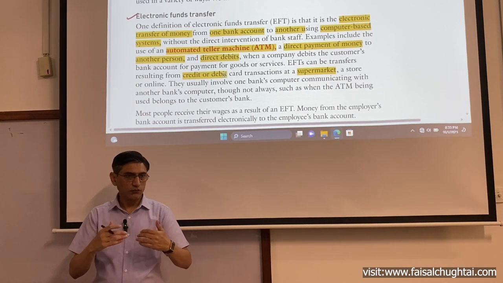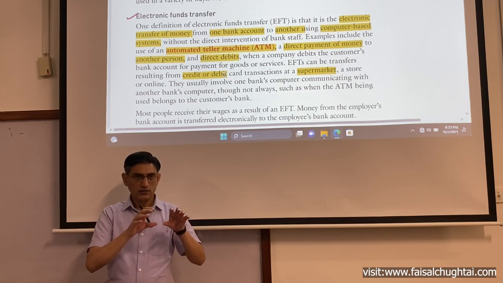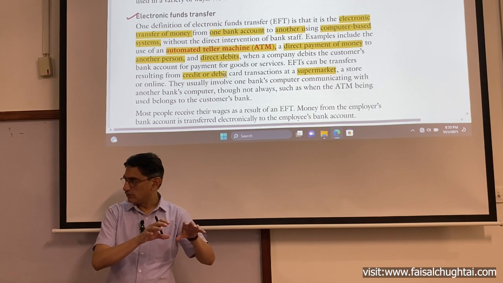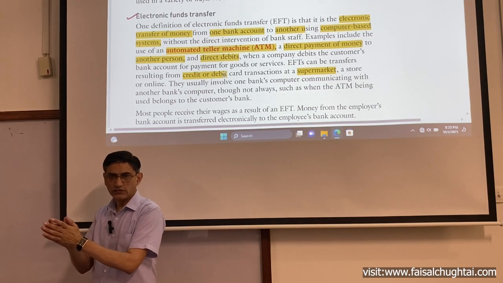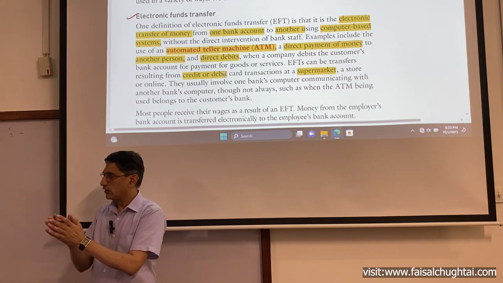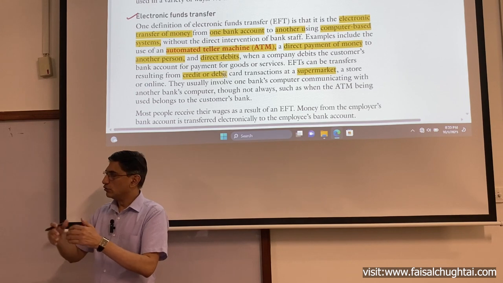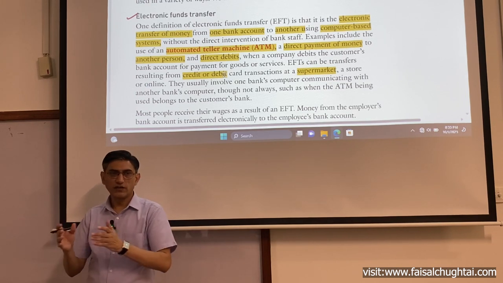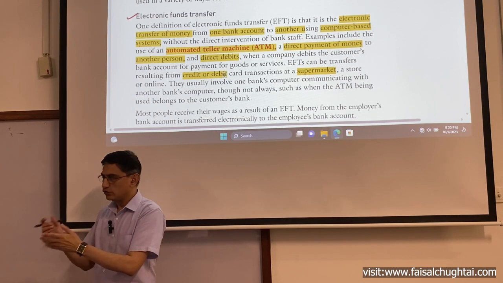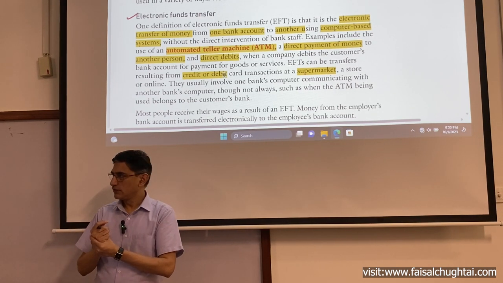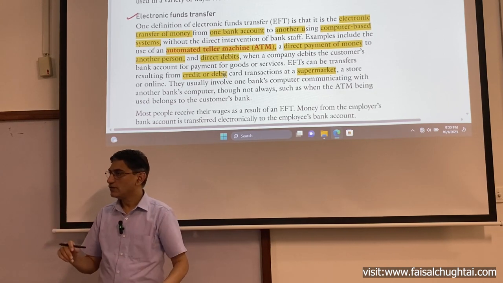So what happens? I am paying the amount that the actual bill is, from my account to the account of the company. So it is electronically being transferred from my account to the account of the company that I want to make the payment to. Is it making sense? Yes or no? Yes. Okay, great.